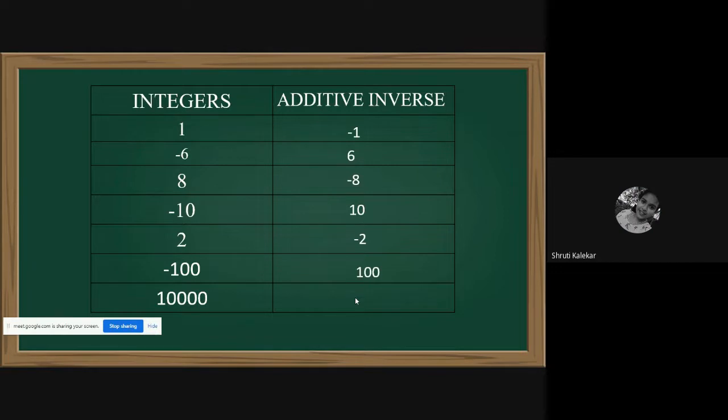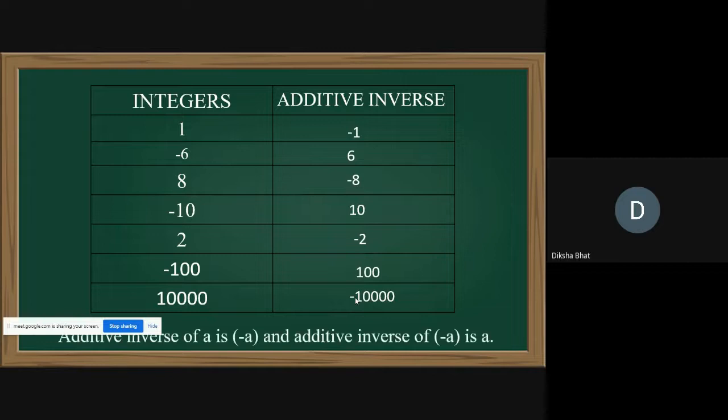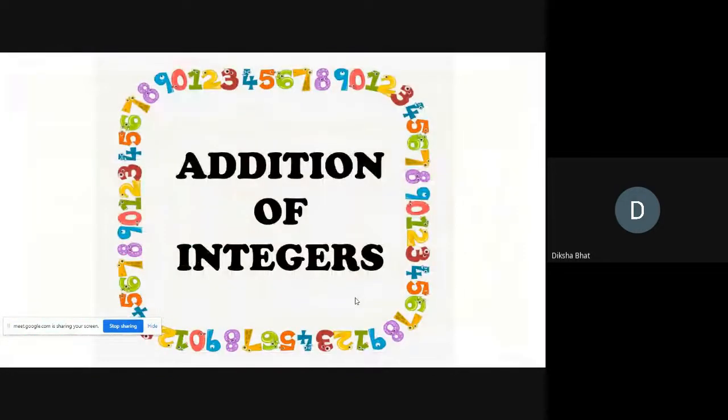Negative 10,000. Very good. Now, since you all know to plot the integers, you also know to add two positive integers. In today's class, we will learn to add two negative integers and a negative integer to a positive integer in our topic, addition of integers. Now, let's watch one video. It is about negative numbers.